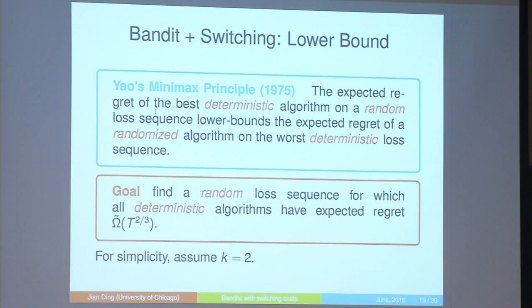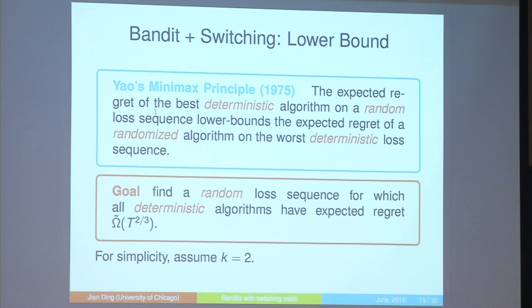This principle is, okay, the direction we wanted here is an easy direction of this kind of duality principle. And the proof is just by basically exchanging the order of summations and applying the pigeonhole principle. So don't be scared, this is simple. So in light of this minimax principle, the goal is now just to find a hard random loss sequence and show that any deterministic algorithm would not work, would have to have a large regret.